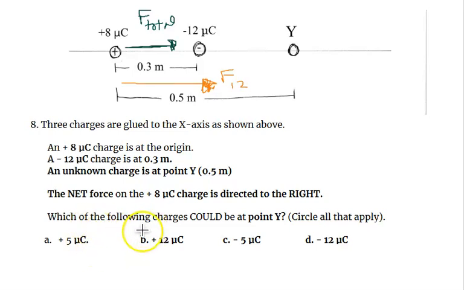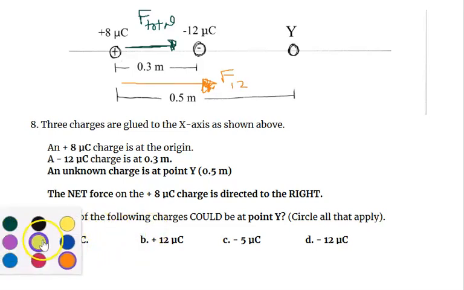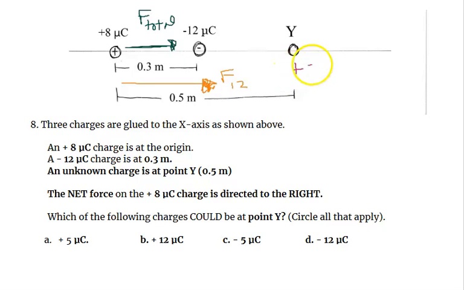I think this is just kind of trial and error. So if we put a positive 5 here, that will repel the 8. But since 5 is less than 12 and farther away, the force of repulsion from the 5 we know is going to be less than the 12, right? Because it's both weaker and farther away. So the orange vector is going to be bigger than the pink vector for sure. We don't know by how much, but that could work.